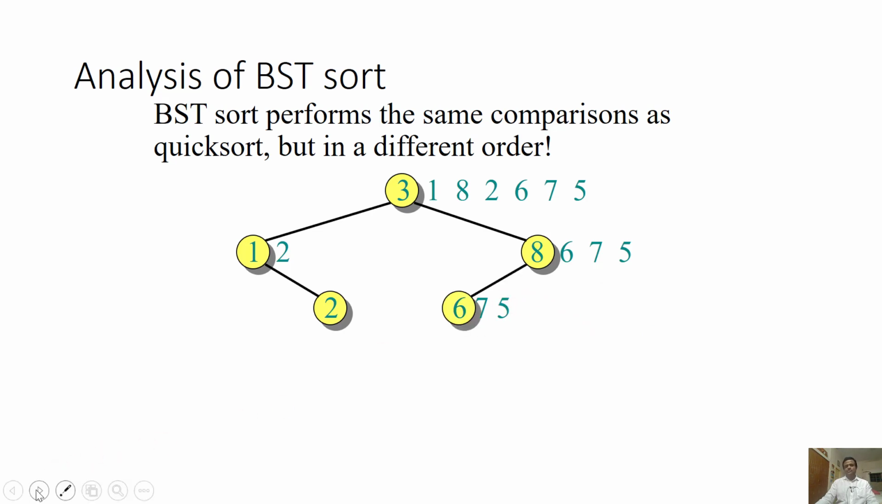Again we choose 6, so all the elements which are less than 6 will be here, and all the elements which are greater than 6 will be here. If you draw this tree, we will see this tree is the same as the tree which we built by building a binary search tree on this input. That means they are doing the same number of comparisons, because here also 2 gets compared with 3 and 1, and there also 2 got compared with 3 and 1. So that's why the BST sort is doing the same number of comparisons as quick sort, maybe in some different order.